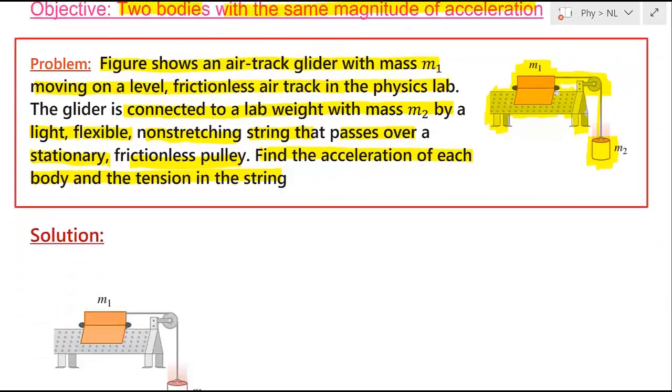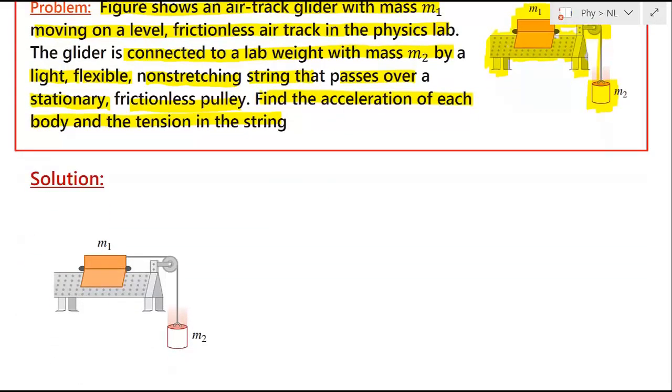So in this case, what is the target variable? The acceleration of each object and the tension in the string. And what are the things that are given? We have been given mass m1 and mass m2. So the masses of each object are given, that is, m1 and m2.